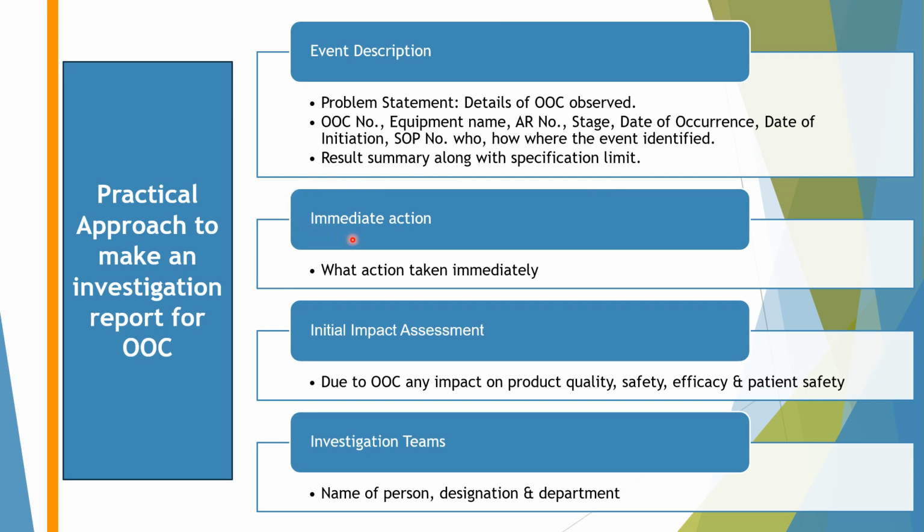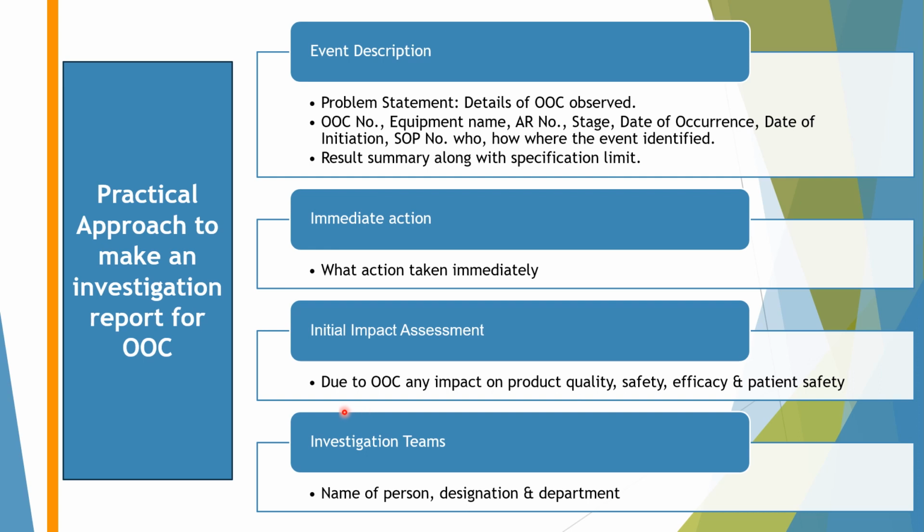Next is immediate action. Here you need to describe the action you have taken immediately after identification of the out of calibration results. For example, on observing the OOC result, it was reported to the department head and QA head, the out of calibration result was initiated in the system, and a preliminary investigation was performed, and the instrument is put on hold for future users, right? Such things you need to elaborate. Next is initial impact assessment, right? Here you need to elaborate the initial impact with respect to product quality and impact on batches, right?